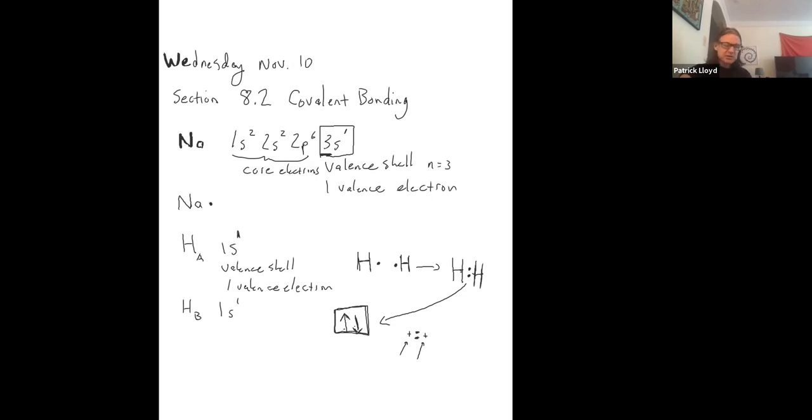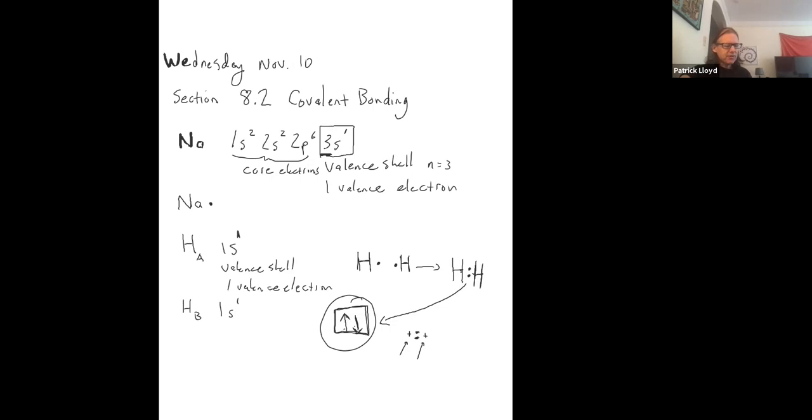Now, they should repel each other, except that the Pauli exclusion principle allows for two electrons to occupy the same region of space as long as they have opposite spins. So the effect of this is the two electrons hold the two nuclei together. The nuclei don't fly apart because they're positively charged. They're held together almost like a glue with these two electrons.